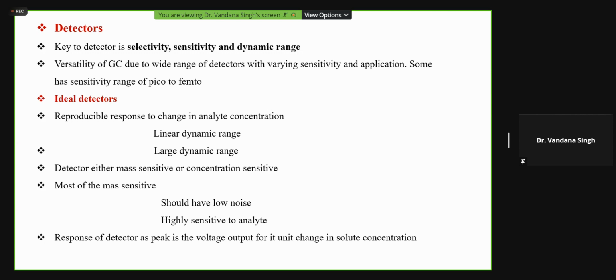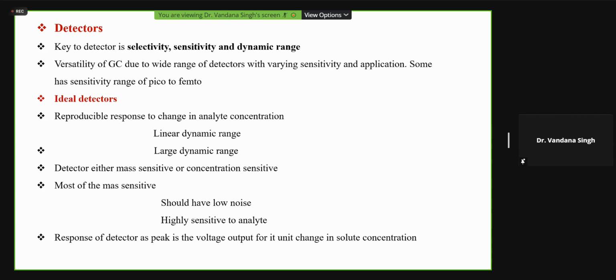So it should differentiate between two compounds, one of which is the analyte and one is not, or compounds that have similar properties. Then they should differentiate between the analyte and other compounds so that it can be better detected.